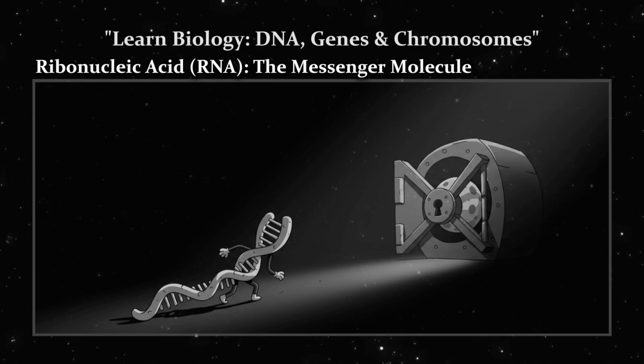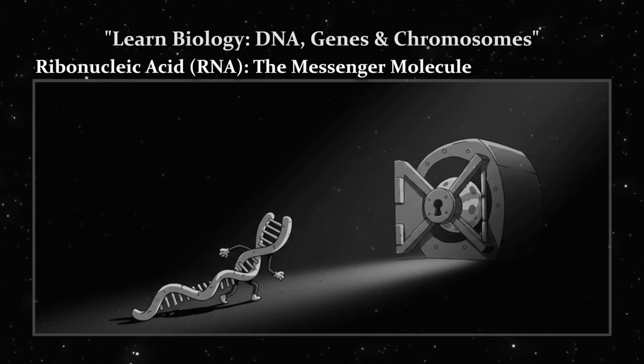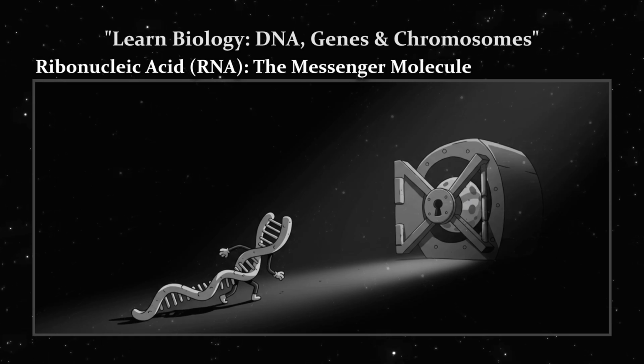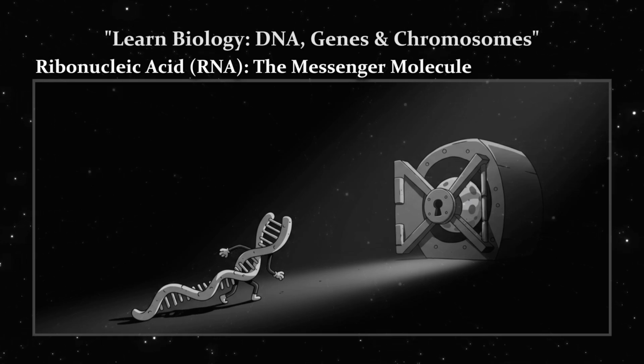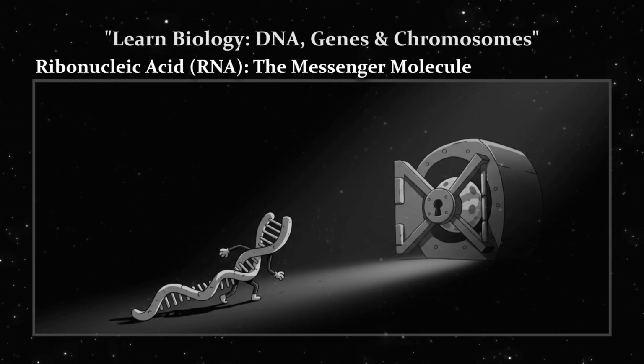We have now assembled our team. We understand the blueprint, DNA, and we have been introduced to the three key players of its execution: the messenger, mRNA, the translator, tRNA, and the factory, rRNA. We know who the messenger is.